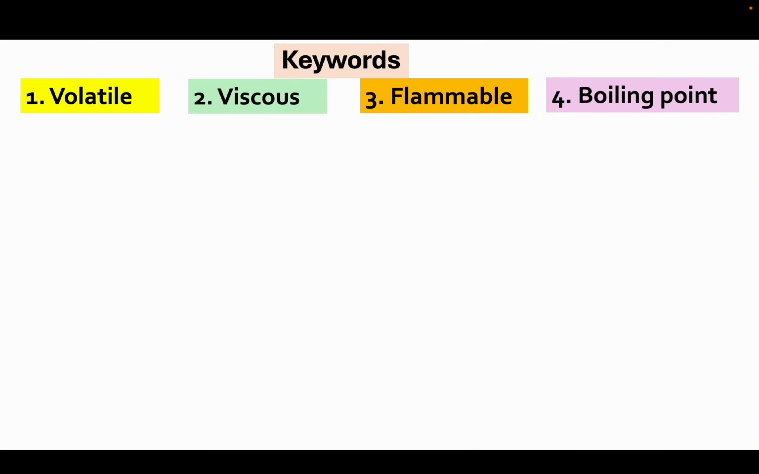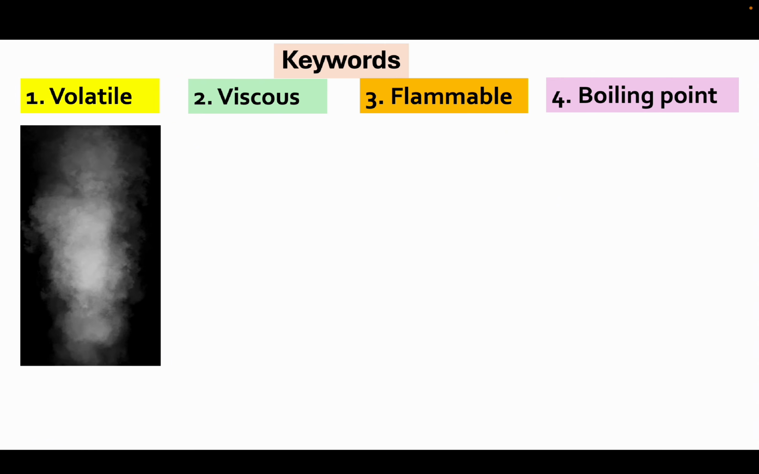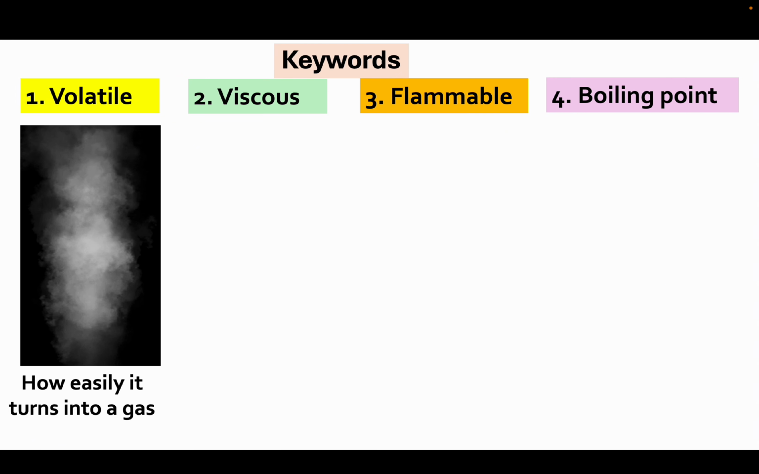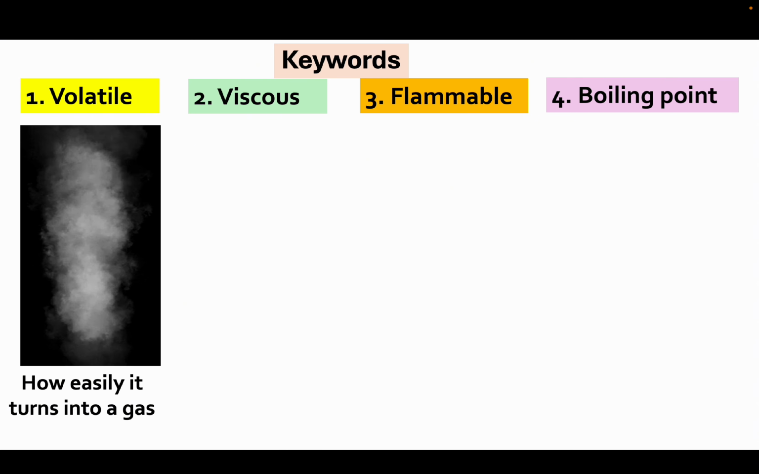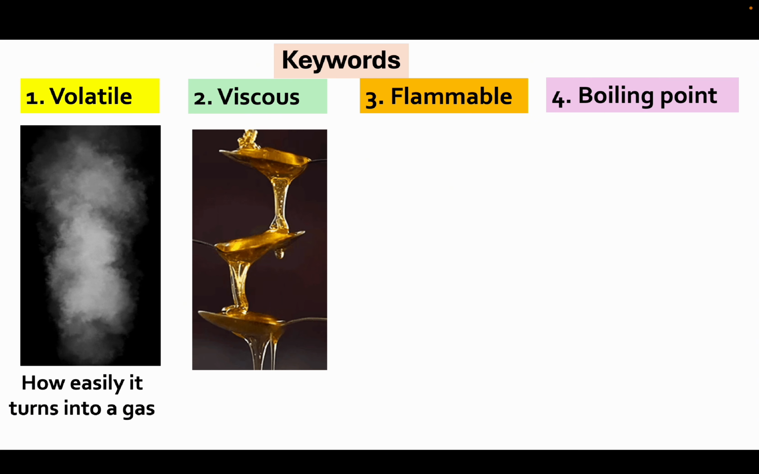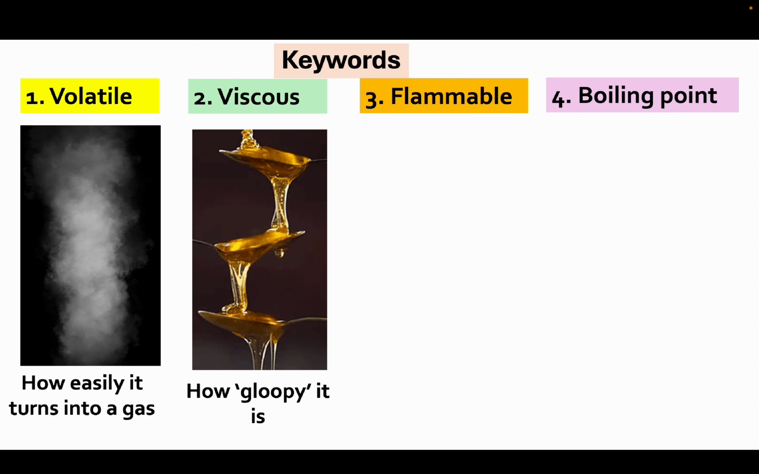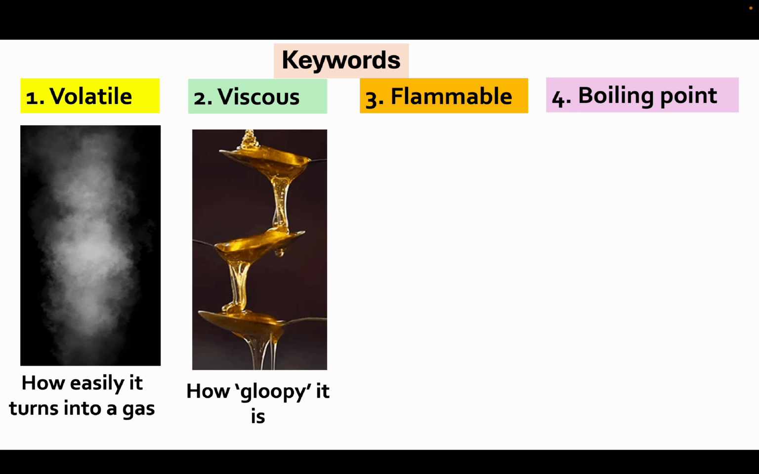We're now going to look at some keywords. These are really important for you to know for your exam, and they show the examiner that you know exactly what you're talking about. So let's begin. The first one is called volatile, how easily it turns into a gas. An example could be perfume. The second one is viscous, and that essentially means how gloopy something is. So honey is more viscous than water.